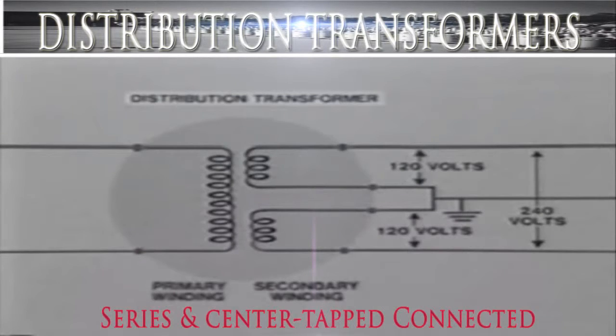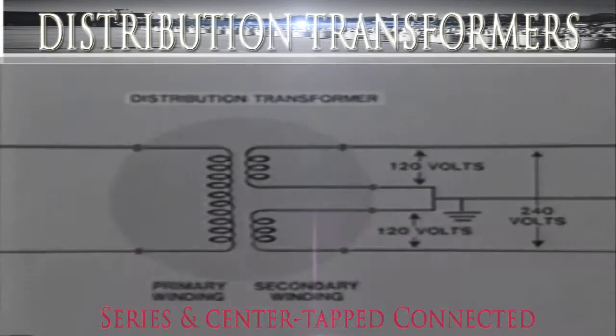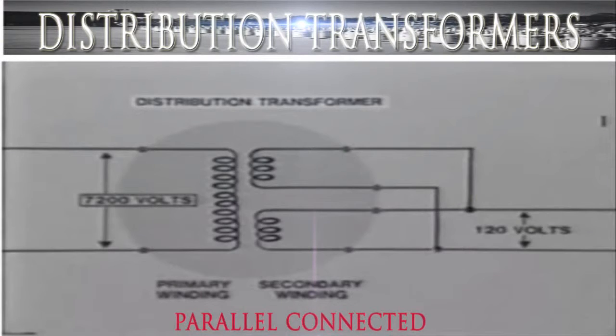In a series and center-tapped connected transformer, the inductances in the secondary winding are connected in series, but a ground is tapped in the center of them. In a parallel connected transformer, the inductances in the secondary winding are connected in parallel.